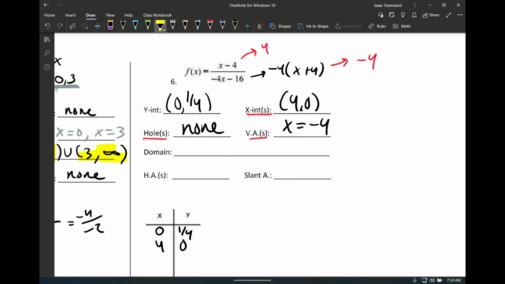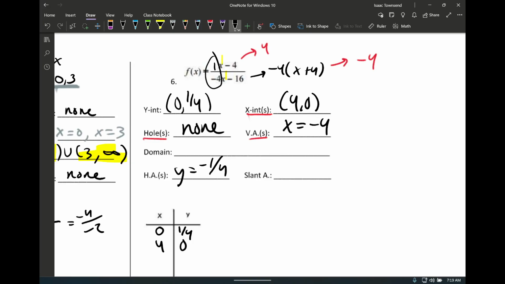Okay, for horizontal asymptotes, this one is also not much work if you know what you need to do. For horizontal asymptotes, you have to compare the degree of the numerator to the degree of the denominator. And if the degree of the denominator is bigger, it's y equals 0. If the degree of the numerator is bigger, it doesn't have one. And if the degrees are equal, like this one, it is y equals leading coefficient over leading coefficient. So y equals -1/4.